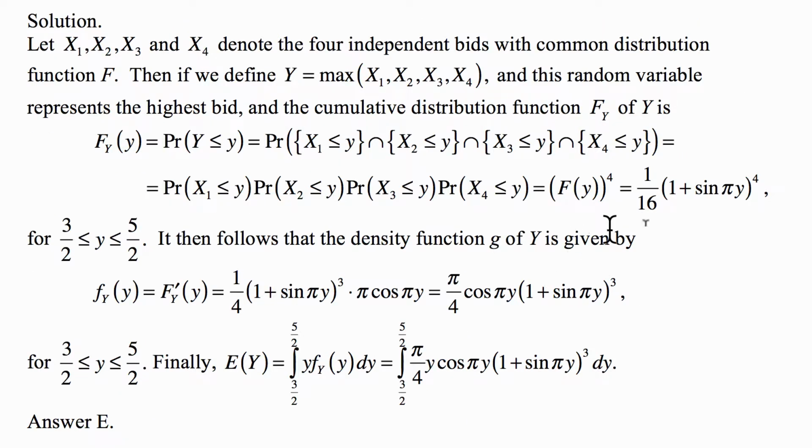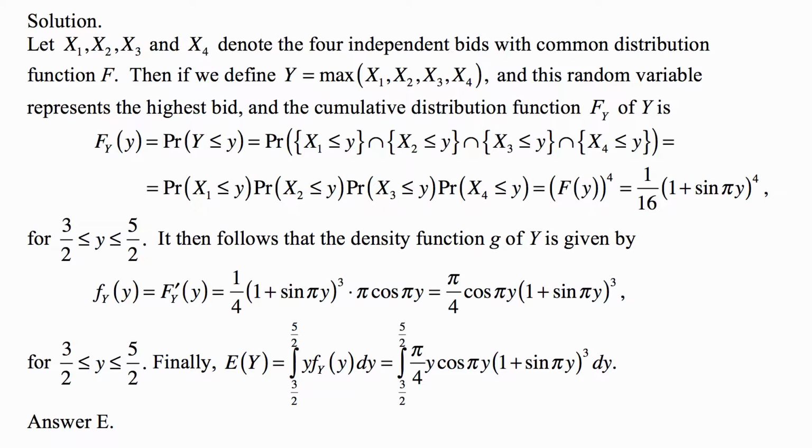And here's a solution. So we write X1, X2, X3, and X4 for the 4 independent bids with common distribution function F that is given in the problem. If we define Y to be the maximum of the 4, this variable represents the highest bid, and its cumulative distribution function F_Y(y) is the probability that Y is less than or equal to y, which is the probability that every single Xi, from 1 to 4, so X1, X2, X3, and X4, is less than or equal to y, because Y is the maximum of the 4.